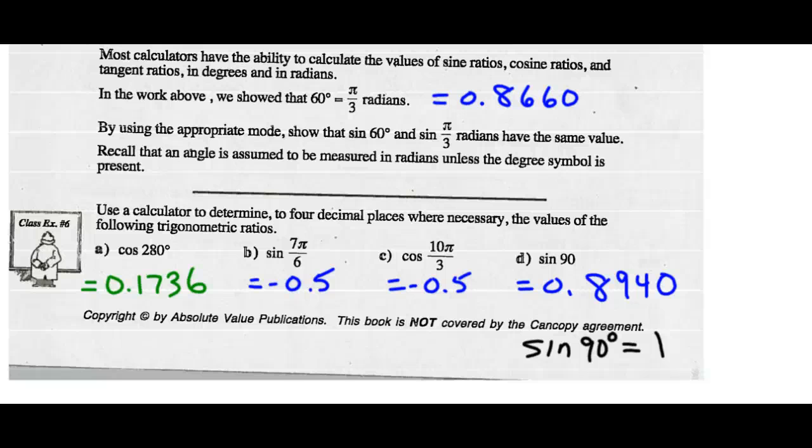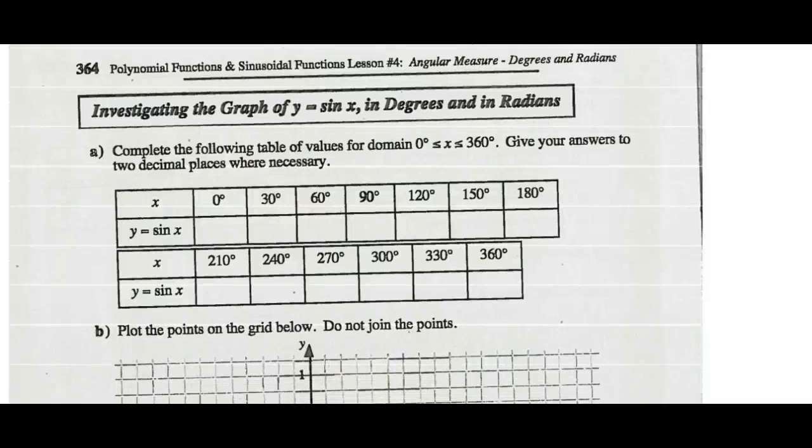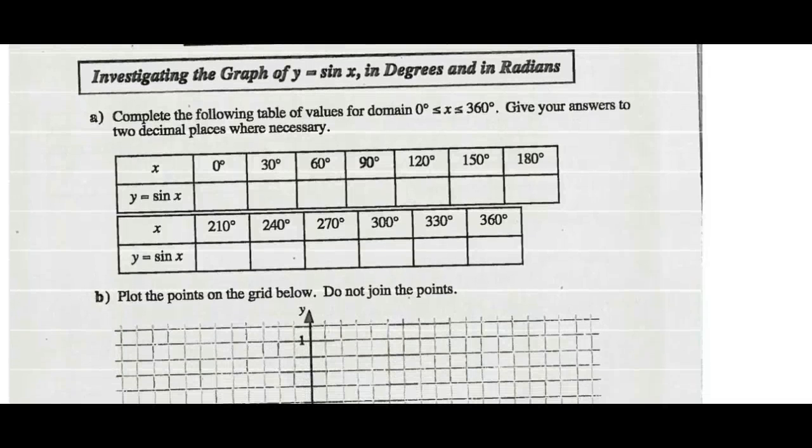Page 364. Investigating the graph of y equals sine x in degrees and in radians. So complete the following table of values for the domain x is greater than or equal to 0 degrees but less than or equal to 360 degrees. Give your answers to 2 decimal places where necessary.